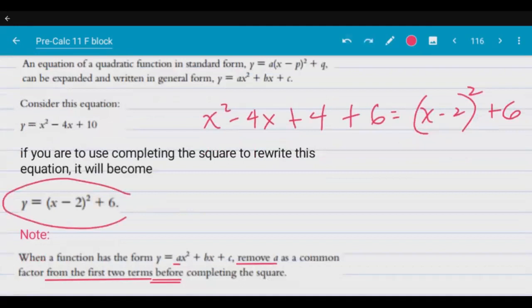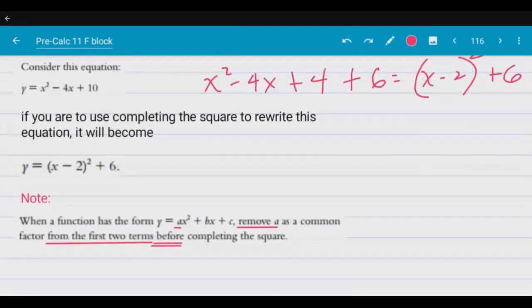When a function has the form ax squared plus bx plus c, just be careful. Always factor out the a in front of the x squared from the first two terms before you do completing the square. Just so that you remember. Because a lot of times that seems to be a problem when kids forget.